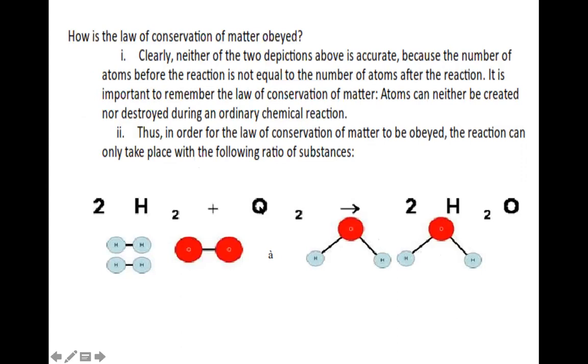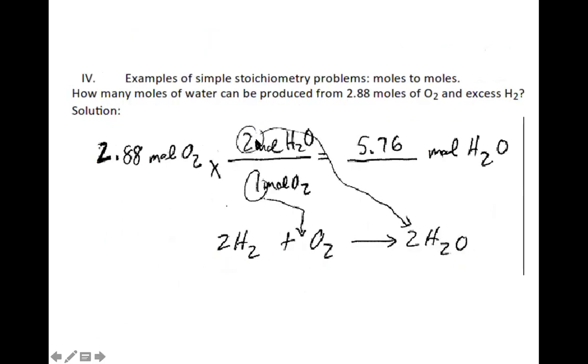1 mole of oxygen requires 2 moles of hydrogen for complete reaction. So for 2.88 moles, you multiply 2.88 into 2, and you get how many moles of hydrogen are required. And then you can easily calculate how much amount of hydrogen is required. So easily you can calculate even the amount of water.